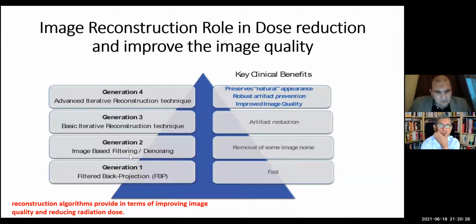So we will see the difference between the different generations, okay, like the removal of some image noise in generation 2. When starting to use an iterative reconstruction algorithm, artifacts become less and noise is removed. But for generation 4, the advanced iterative reconstruction algorithm, you are increasing the spatial resolution, reducing artifacts to a high degree, and removing the noise, okay.